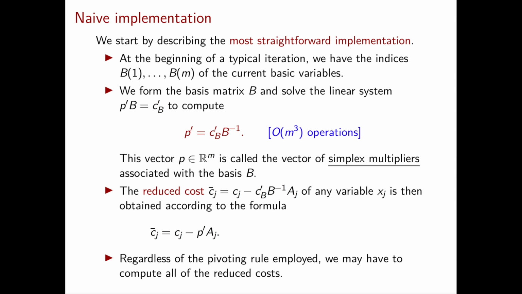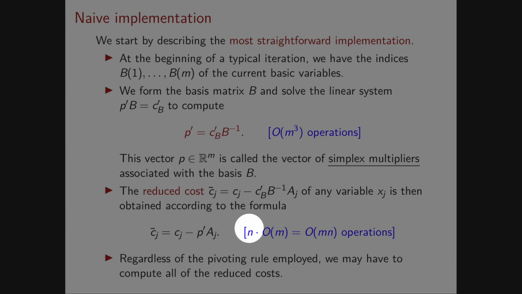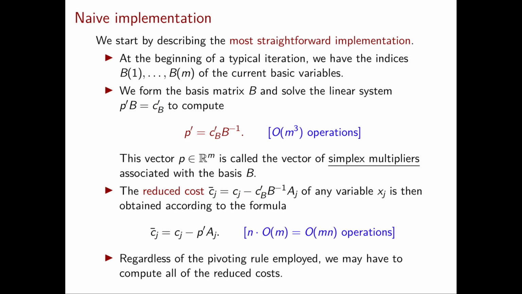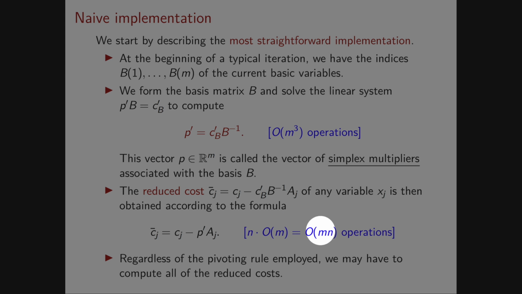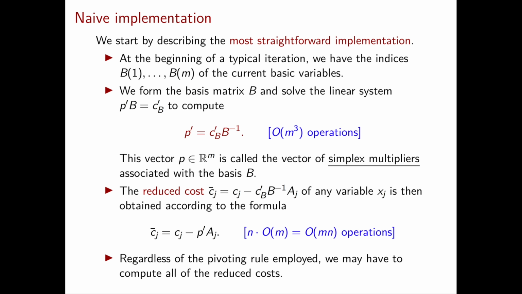However, we need to compute the reduced costs of all the variables xj. Therefore, in total, we need n times big O of m operations, and this is big O of mn. Before proceeding, let me make a couple of remarks about the reduced costs.